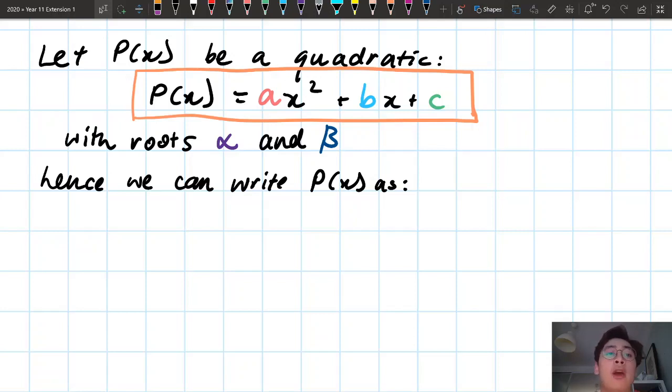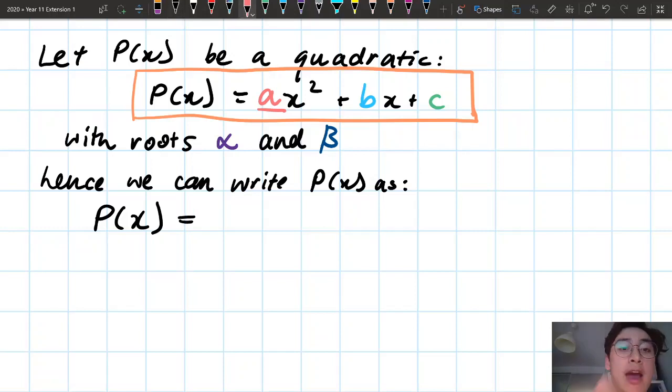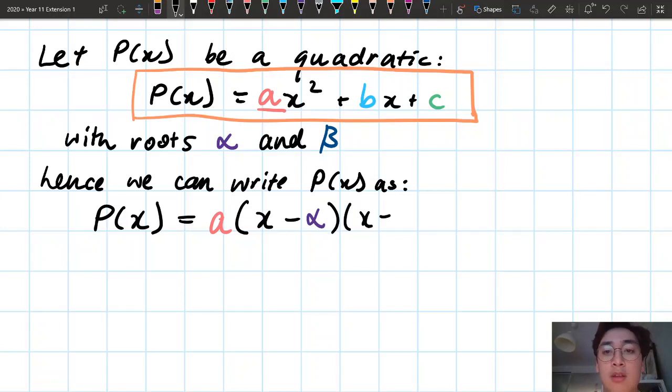Now, using this information, we can actually write P of x in a different form. If you notice, our polynomial has a leading coefficient of a. So when I write my polynomial, I'm still going to need to have a out the front, because I need that a multiplying into my quadratic for the whole thing. So I can rewrite it as a times x minus alpha and x minus beta.